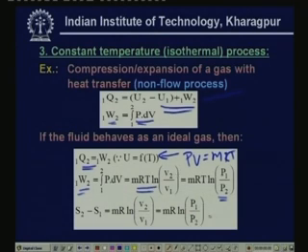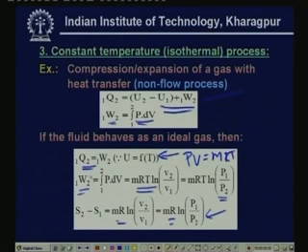Again, you can use the TdS equation, either the first TdS equation or the second TdS equation. Since temperature remains constant, you don't have the du or dh terms, so you just have the second terms of the TdS equations only, and if you perform integration, you get these equations. Of course, you can get some conclusions out of this.